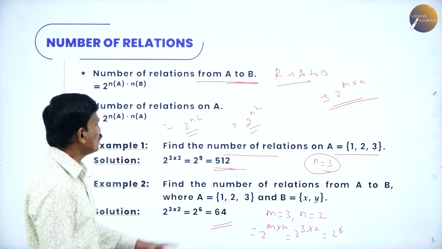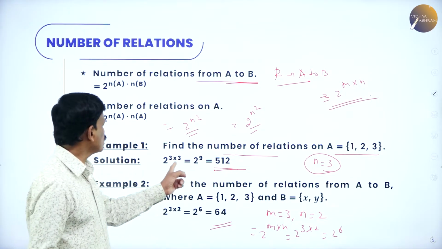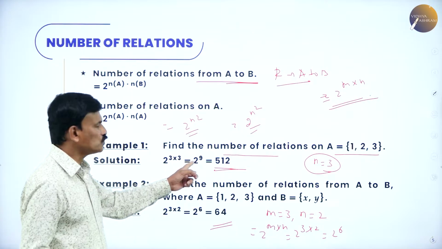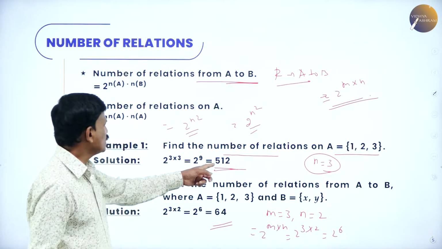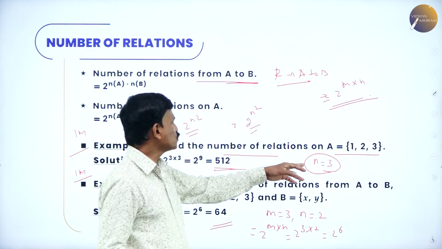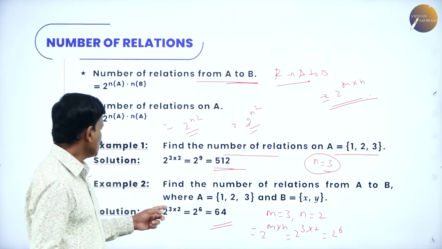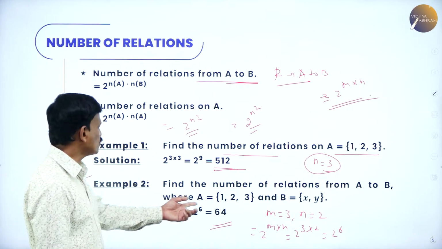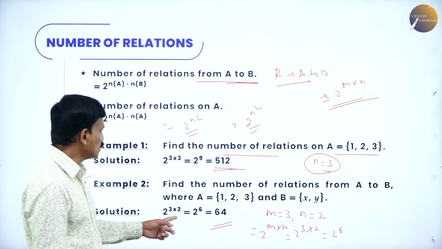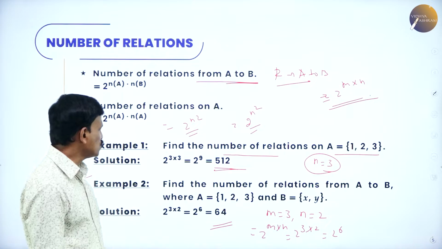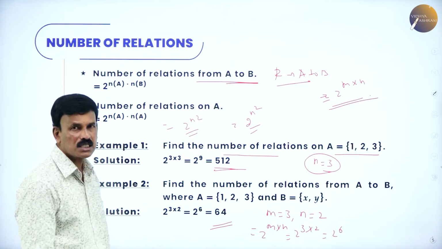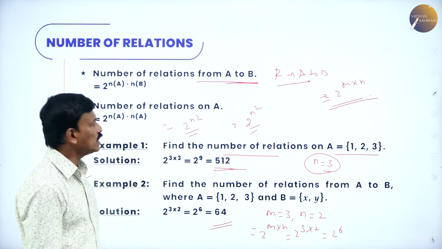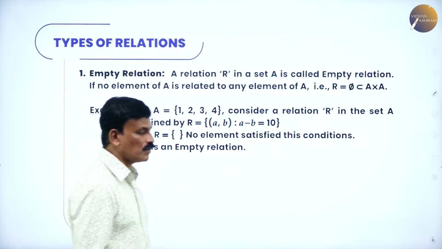So 2 to the power of 3 into 2 is 2 to the power of 6, that's equal to 64. While the number of relations from A to A is 2 to the power of 3 into 3, that is 2 to the power of 9, which is 512. Again, the number of relations from A to B is of the form 2 to the power of m into n, that is 2 to the power of 3 into 2 is 6, 2 to the power of 6 is 64, that's it. Okay, now let us come to the next topic, types of relations.